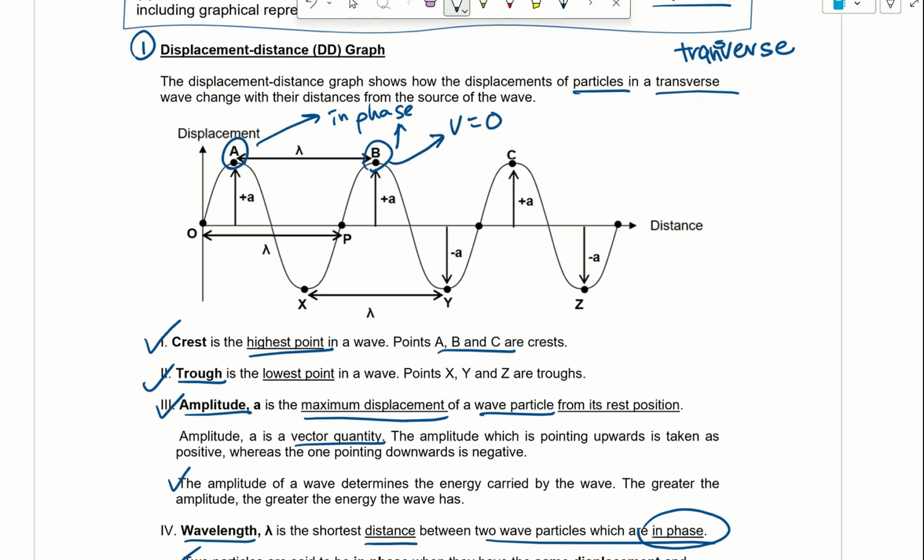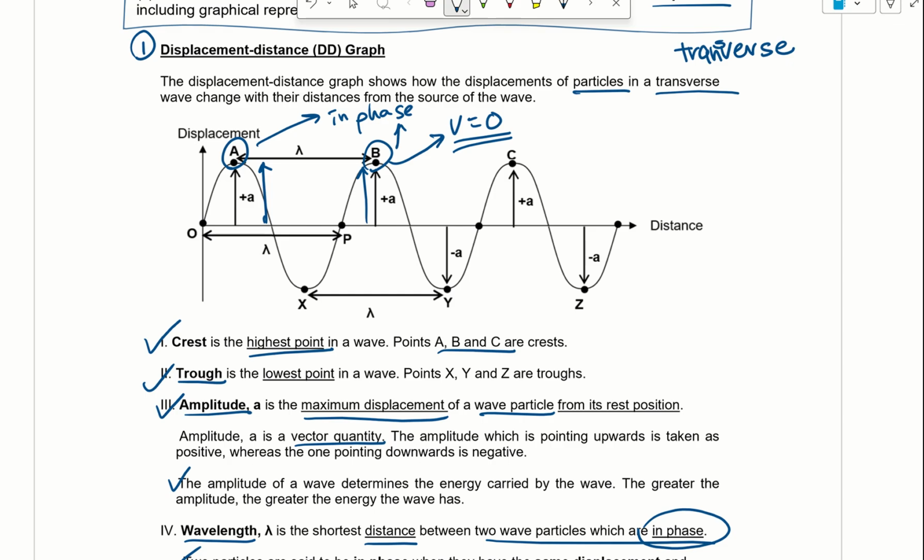Why is the velocity or speed 0 at this point? It's because they have already reached the highest point, right? Can you imagine if they continue to have some speed, wouldn't they move even higher? So if they are already at the highest point, their speed is 0, right? And they were both moving from the rest position all the way up to the highest position. So their direction of movement is the same.